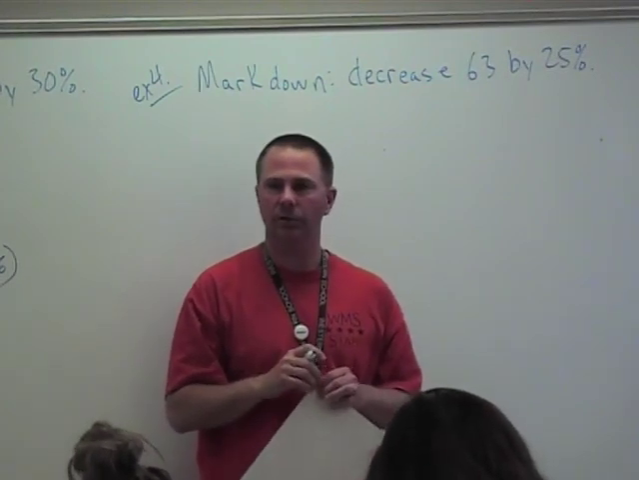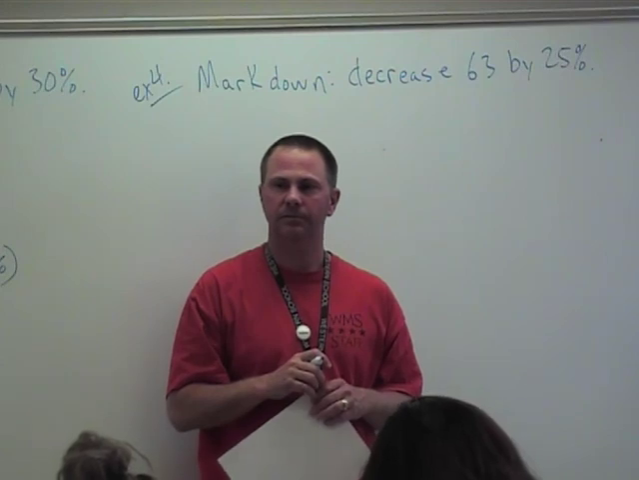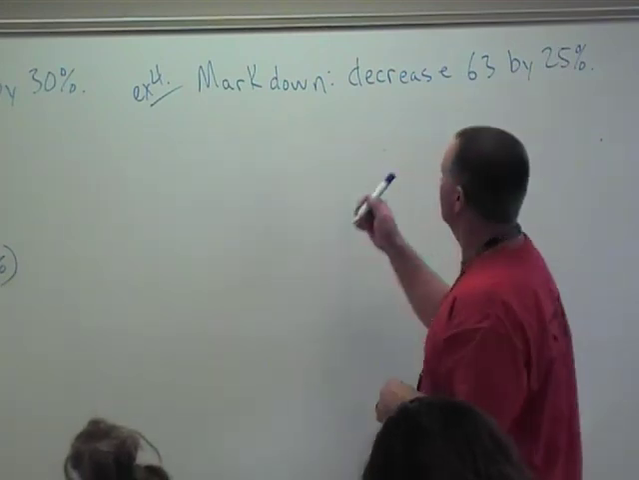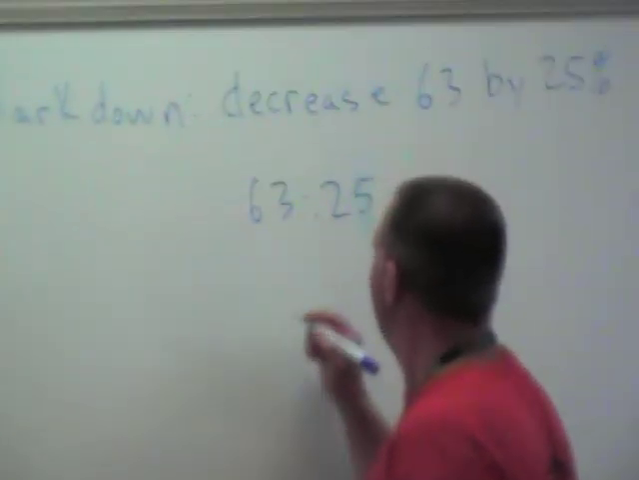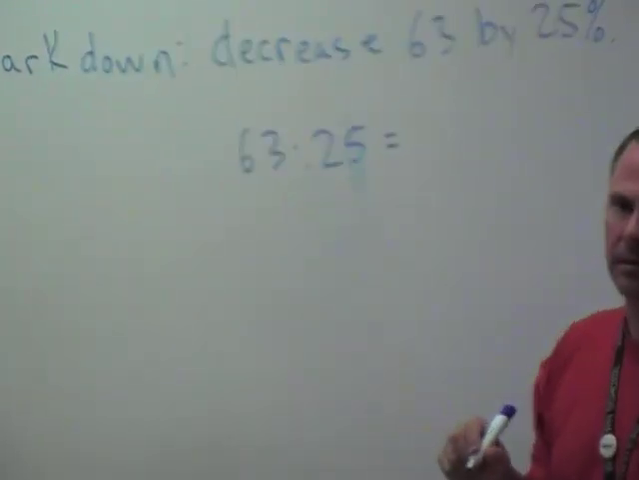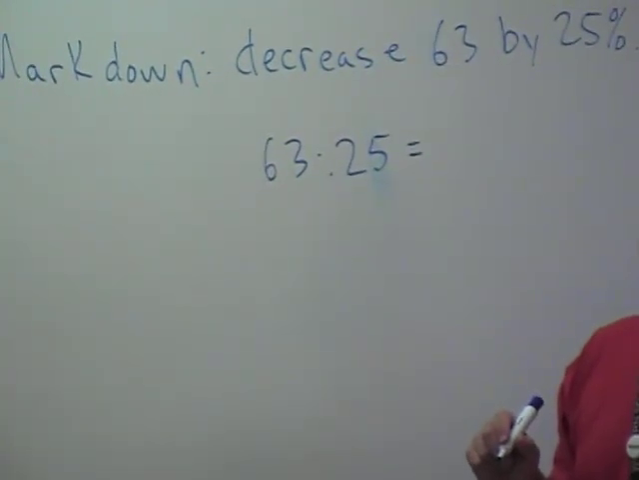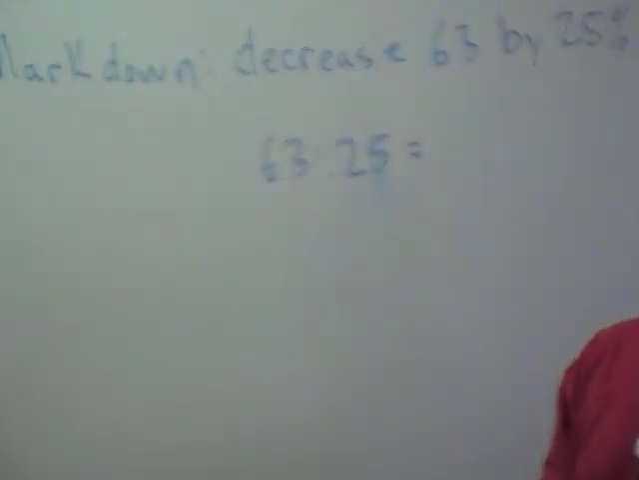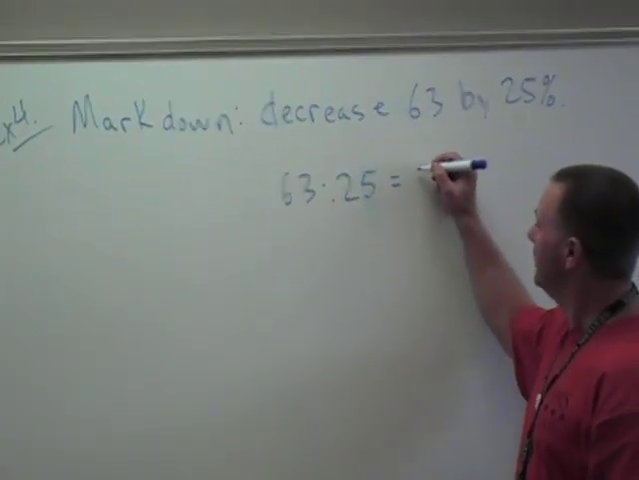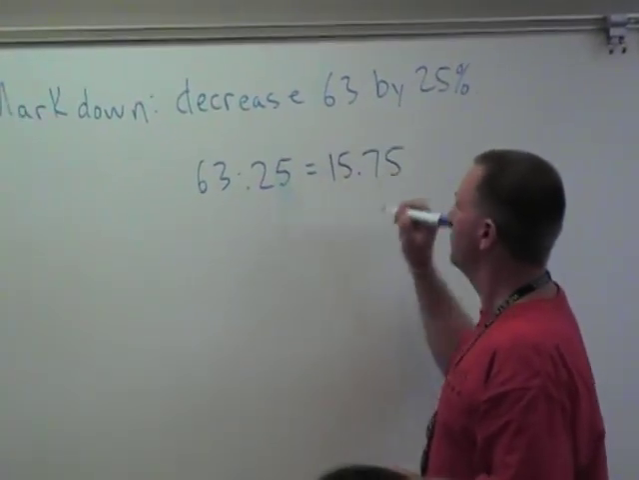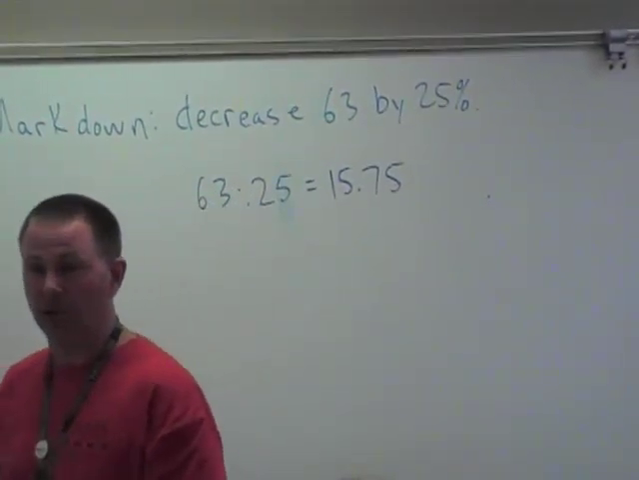First of all, how do we do it? Sophie? You want to know 25% of 63, because that's what you're going to subtract. So you're going to take 63 times 0.25. Sophie, what is that? Glenn, what is it? 15.75. So you subtract 15.75 from it. But that's the markdown.